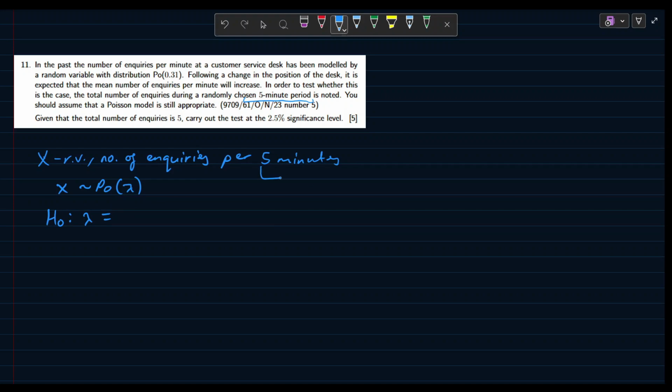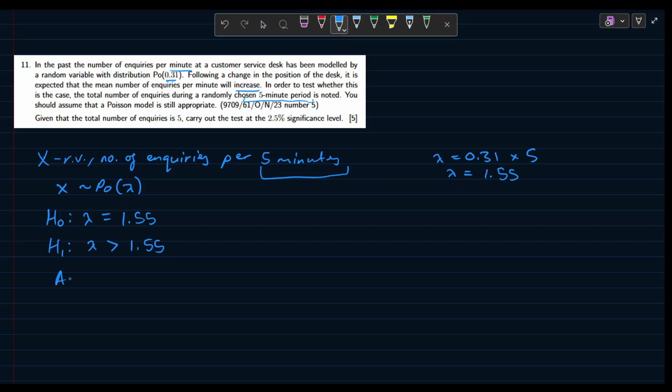Lambda did not change. And so what was lambda? Remember, we're doing this in the context of a 5-minute period. This lambda that we've been given, 0.31, is per minute. So it means lambda here should be 0.31 multiplied by 5, that's 1.55. So H naught is lambda remained as 1.55 per 5 minutes. And H1 is they're testing whether this will increase, so whether lambda will become greater than 1.55.